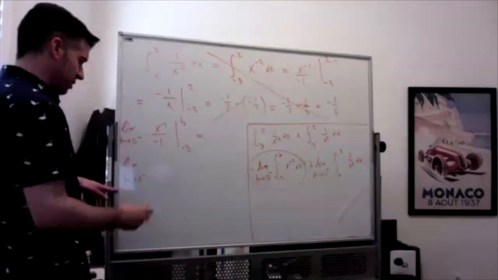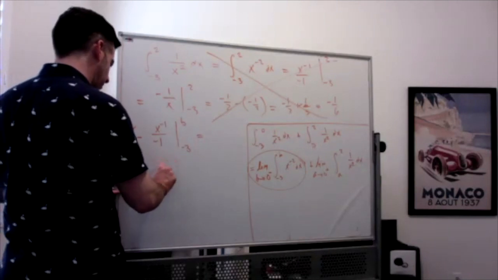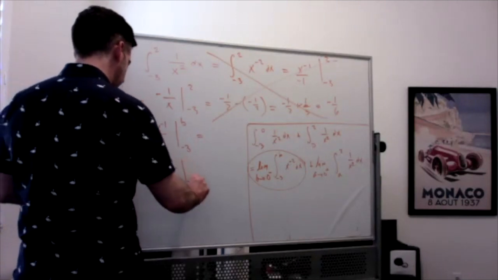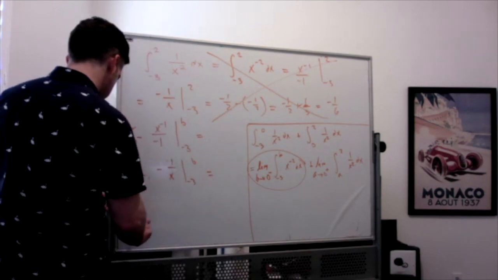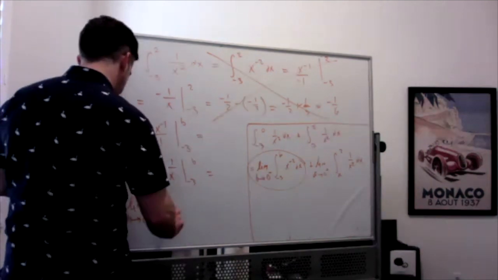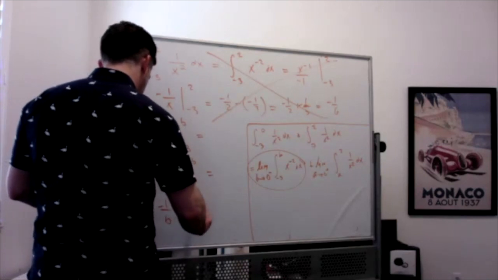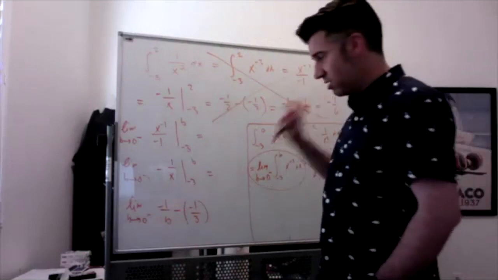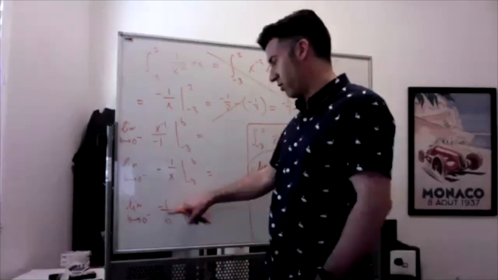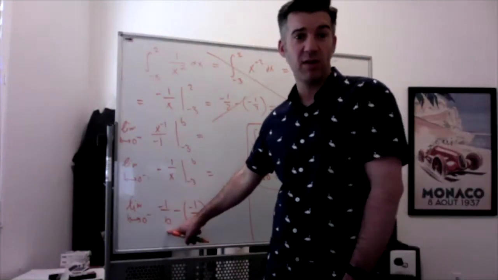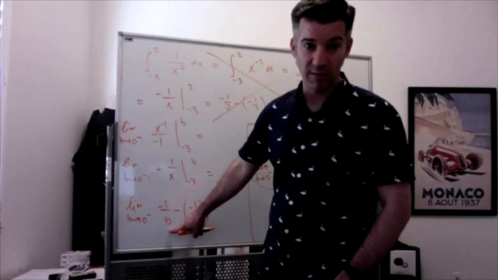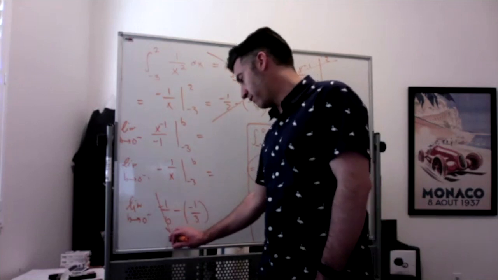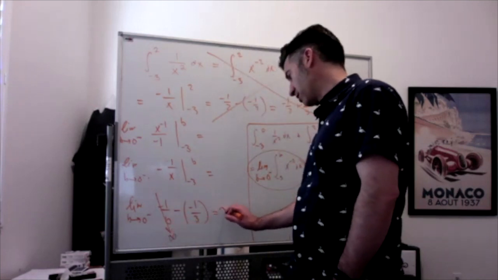So its limit as b goes to 0 from the left of -1 over x from -3 to b. When we plug in b, we get -1 over b minus -1 over 3. But as b goes to 0, this goes to -1 over 0, which goes to some sort of infinity. Specifically, it goes to positive infinity because it's a -1 over a small negative number. So this is going to blow up to infinity. So you're going to get infinity.